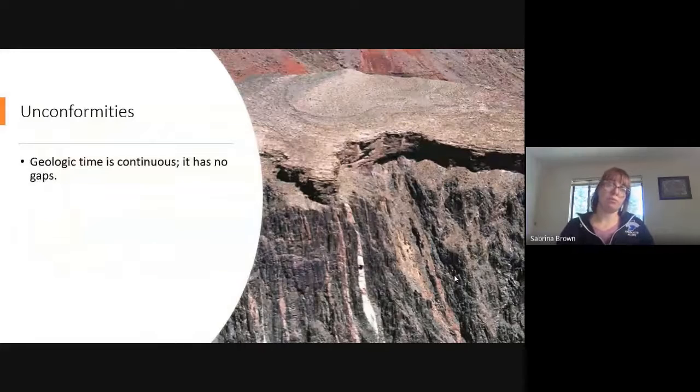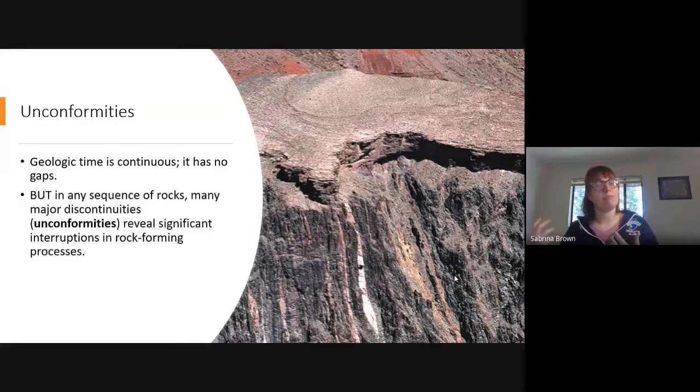All right, something important to know about relative age dating is that geologic time is continuous, right? We have a timeline of the Earth's history, and it has no gaps. But we have figured out geologic time by using all of the rocks on Earth. And in any one given place, in any sequence of rocks, there are major pieces of missing time, which we call unconformities. And this is whenever we have interruptions in rock forming processes, right?